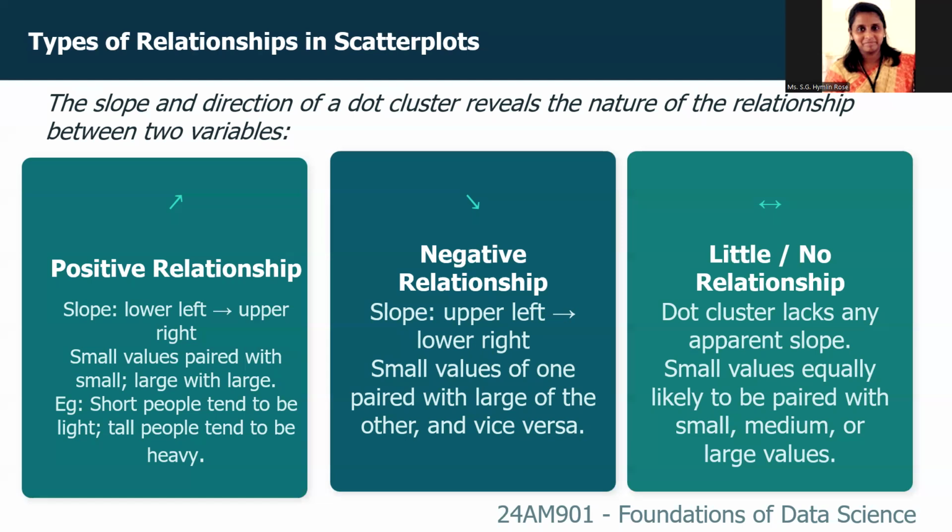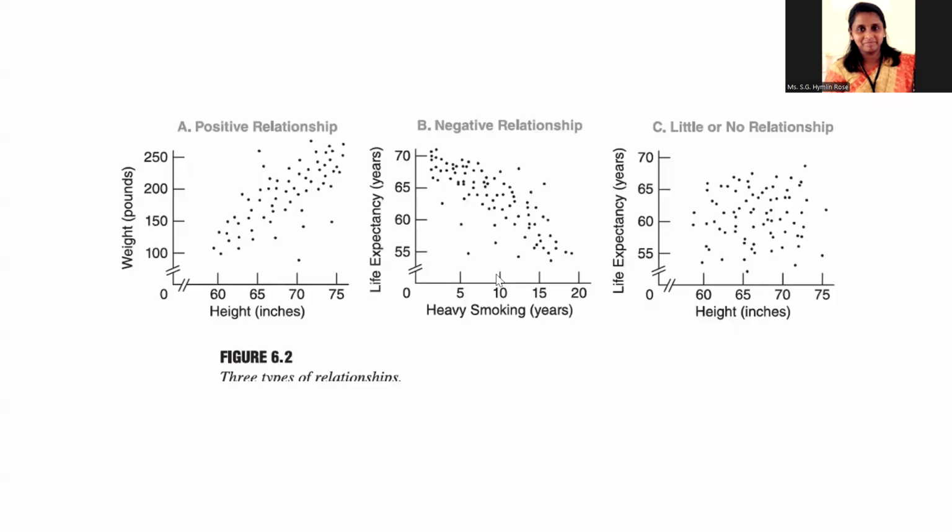Height and weight show a positive relationship. Short people tend to be lighter and tall people tend to be heavier. That is one example we can quote. Next is the negative relationship. See the negative relationship graph. It goes from upper to lower, going down. Heavy smoking and life expectancy is an example. If you smoke for a long duration, your estimated life span tends to go down.